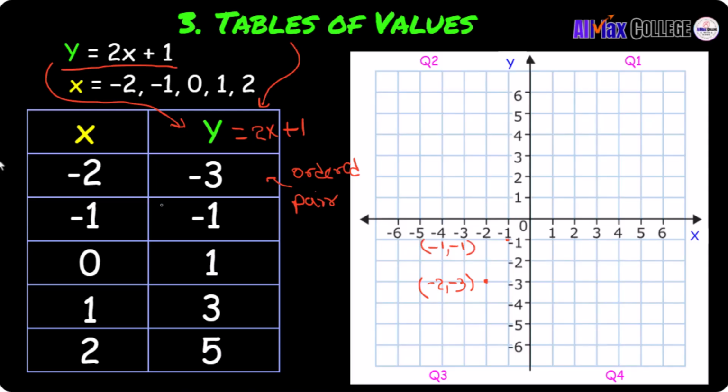And the next point is 0, 1. 0 is here, and y is 1. 0, 1, that's the ordered pair. 1, 3. That's the ordered pair. And 2, 5. 2 is x, and 5 is y.